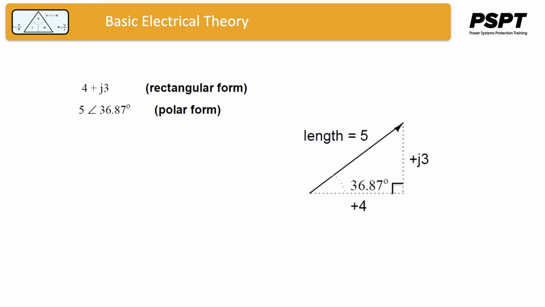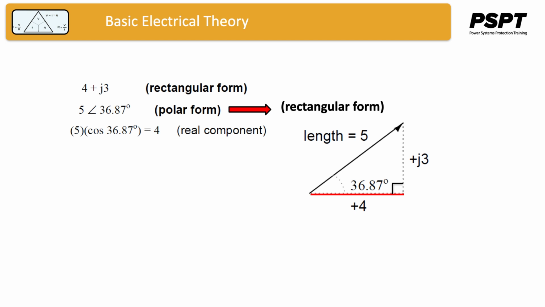Converting from polar to rectangular and vice versa is a very simple process, and it can be demonstrated with this phasor here, and I've described it in both terms, both rectangular and polar form for convenience. So let's say we have the phasor in polar form, and we want to convert it to rectangular form. That is, we have 5 at 36.87 degrees. The real component of the polar form you can take by multiplying the polar magnitude by the cosine of the angle. So you take the magnitude 5 and cosine of 36.87, which is equal to 4, and that will give you the real component of the rectangular form.